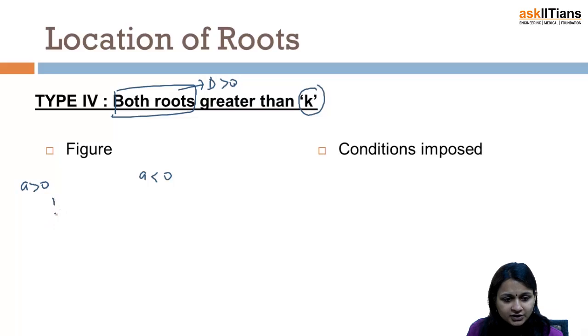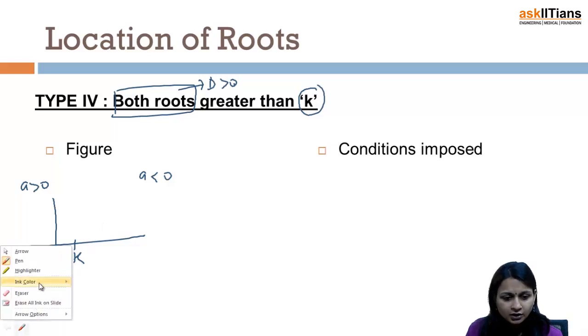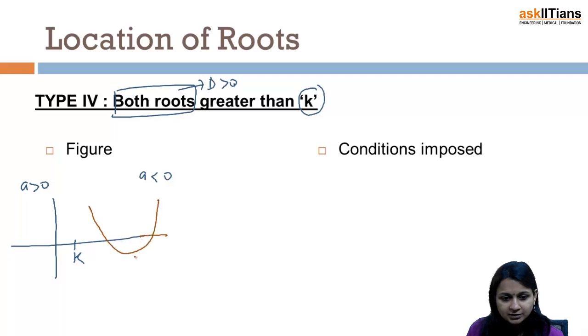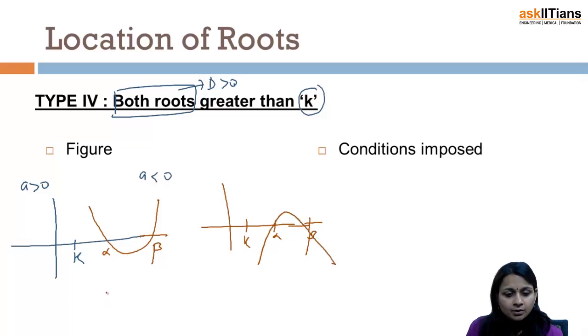Now in the first case, a is greater than 0, parabola mouth will be upwards, both roots are greater than k. Suppose this is my k. I could have drawn it on the negative side, that will not make any difference first of all, so don't worry. Because both roots are greater than k, I will be drawing it like this, alpha, beta. When a is less than 0, I will have parabola mouth downwards, both roots again greater than k, so my graph would look like this. Both roots, so discriminant greater than 0 here also and here also.